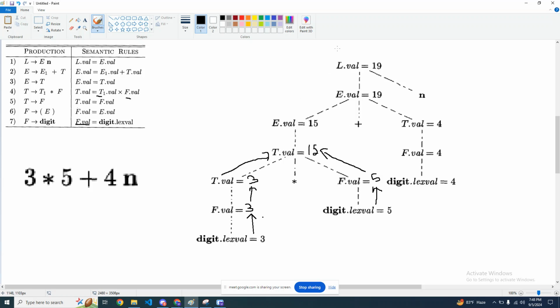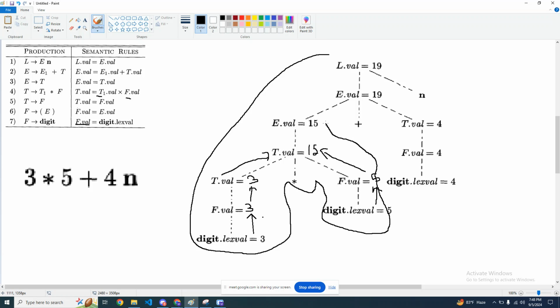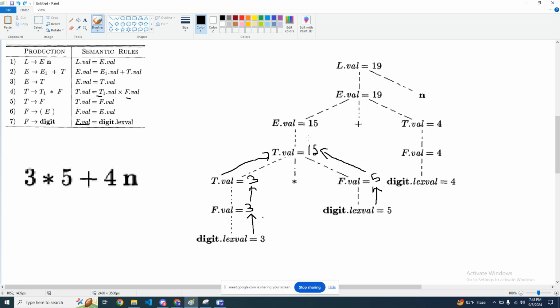now if you traverse again, the next node will be E dot val, right? Our next node will be E dot val. And if you look, the corresponding node is E produces T, and the corresponding semantic rule is E dot val is equal to T dot val. So you are getting the value from T dot val, right? So we need to draw an arrow here. So from T dot val, we are going to get E dot val, which is 15.